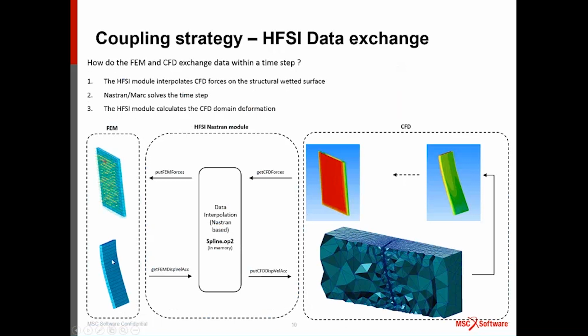We solve the time step, we get back displacement from the structure. We can even use velocity and acceleration, and we have the morphing of the CFD domain. So what the Nastran module sends to the Cradle side is the entire CFD domain deformation. So the only thing that the CFD solver needs to do is only to move the nodes with the information received from Nastran. So it is easy to understand how this interpolation can be used for other software.